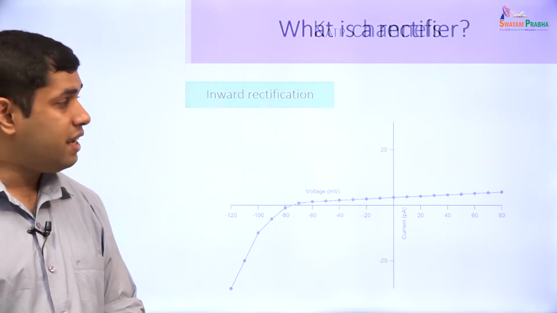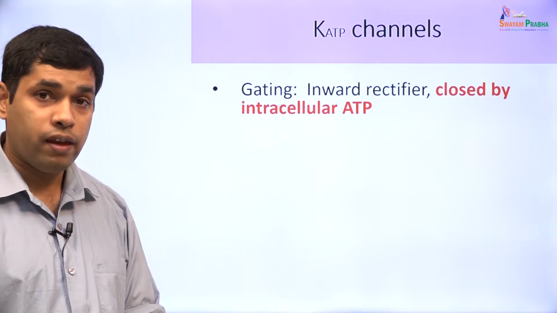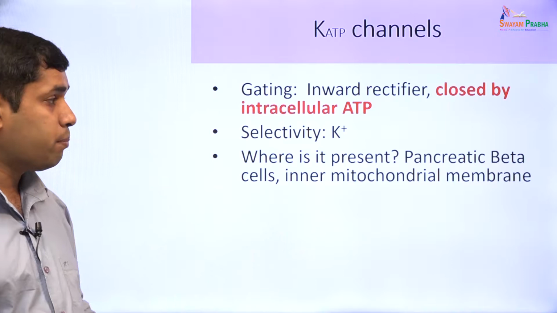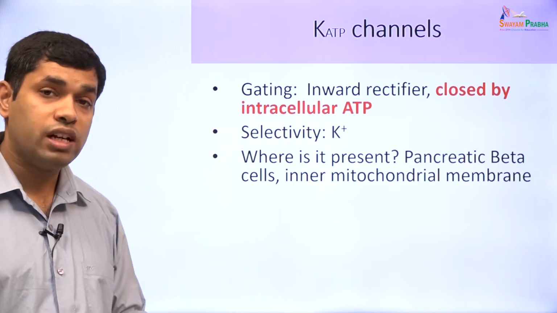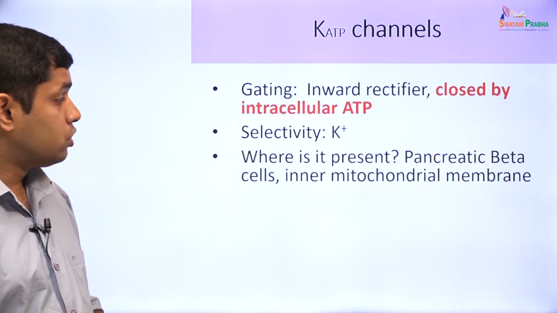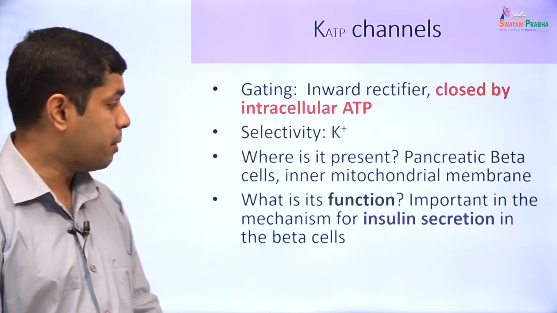A little bit about the K-ATP channel. It is closed by intracellular ATP. So ATP closes these channels. It's selective for K+. Where do we see these channels? You will come across these channels when you discuss the pancreatic beta cell. So this is present in the pancreatic beta cells as well as in the inner mitochondrial membrane.